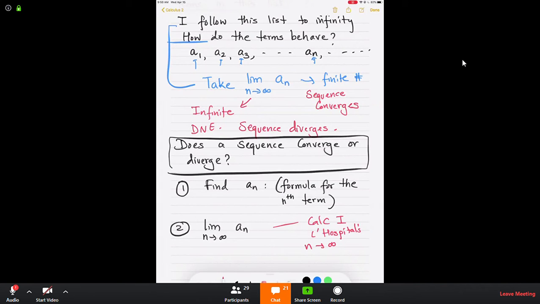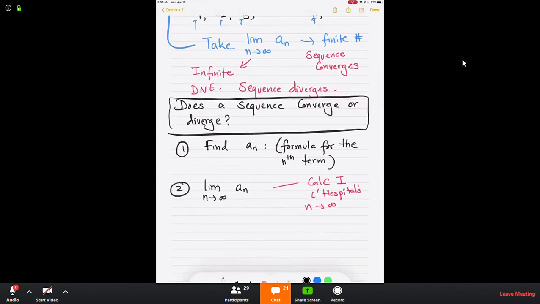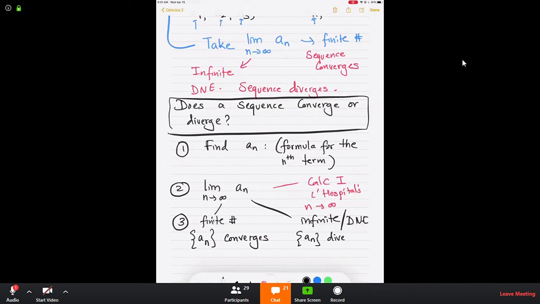And once you find that limit, what are you saying? If the limit that you found is a finite number, you will say the sequence converges. If this limit is infinite or does not exist, you're going to say the sequence diverges. So I want to go up there and see what happened to those 4 examples. Does the sequence converge or diverge?